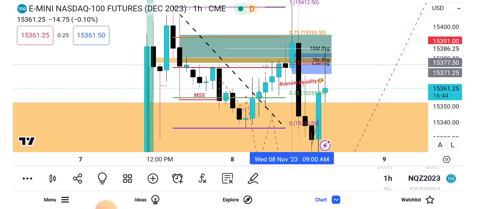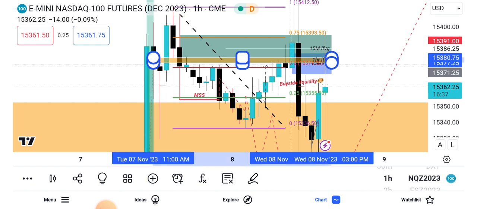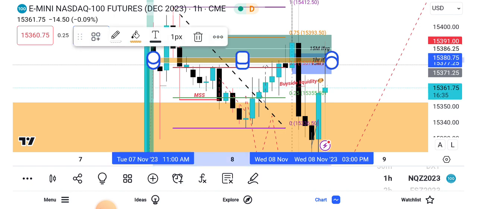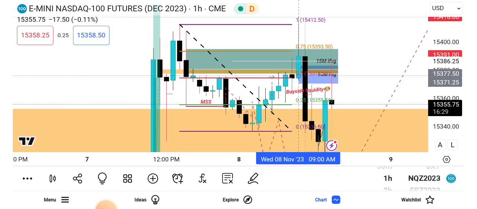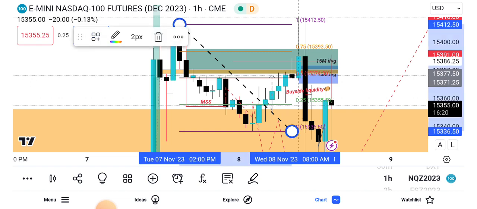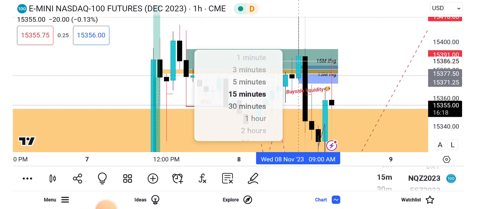So above it, I want to see what can really make price go higher. Okay, I spotted this 1 hour inversion fair value gap. I guess you can see it over here. Yeah, I spotted that. So I wanted to see how price would really react at this key level, because this was my key level at that point. So back to the 15 minutes chart.